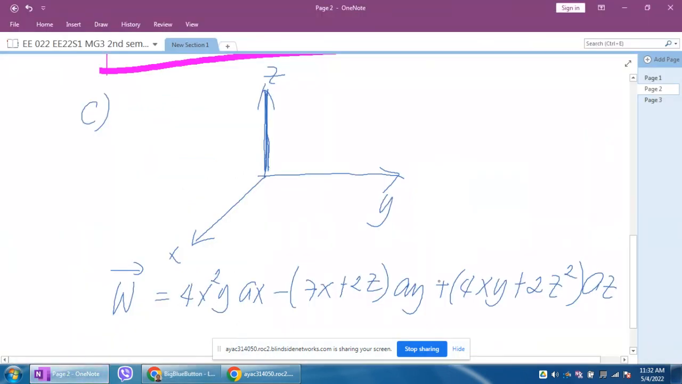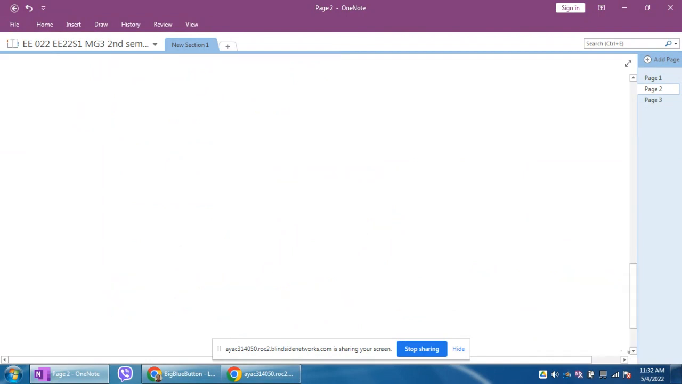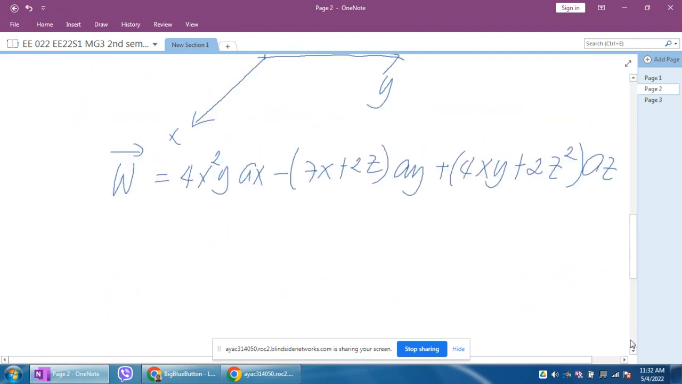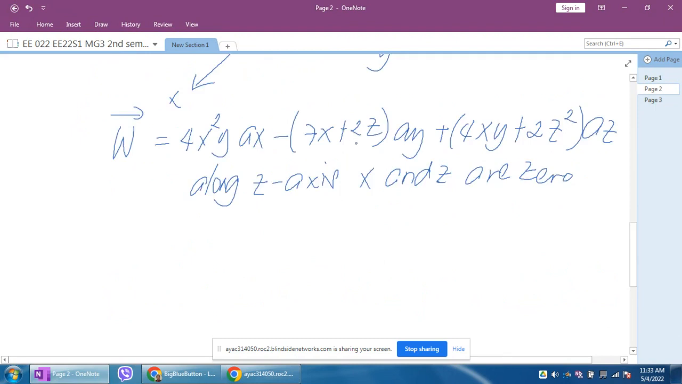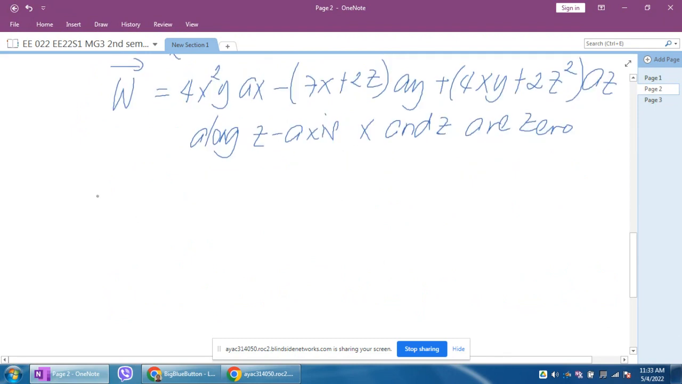Okay, going back to our discussion. So, sabi natin, pag nasa Z-axis tayo, wala namang value ang X and Y pag nasa Z-axis tayo. So, along Z-axis, X and Y are 0. So, sasama ko na po yung magnitude.